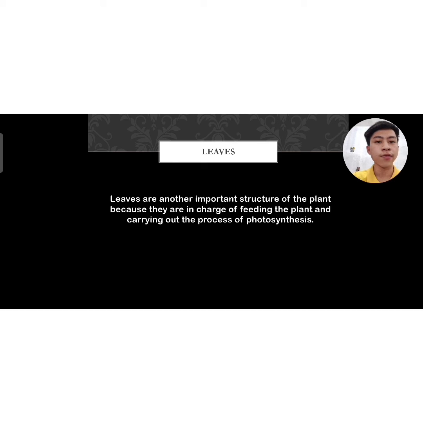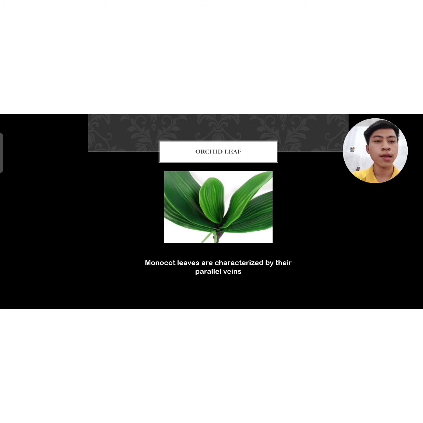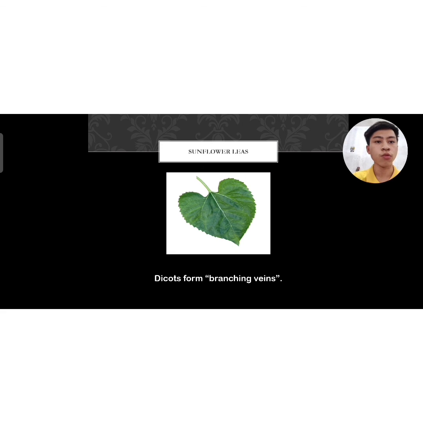And then next, leaves. Leaves are another important structure of the plant because they are in charge of feeding the plant and carrying out the process of photosynthesis. And then this is example of monocot leaves. We have orchid leaf here. Monocot leaves are characterized by their parallel veins. And then next we have sunflower leaf, which is the example of dicots leaf. This is characterized as branching veins.